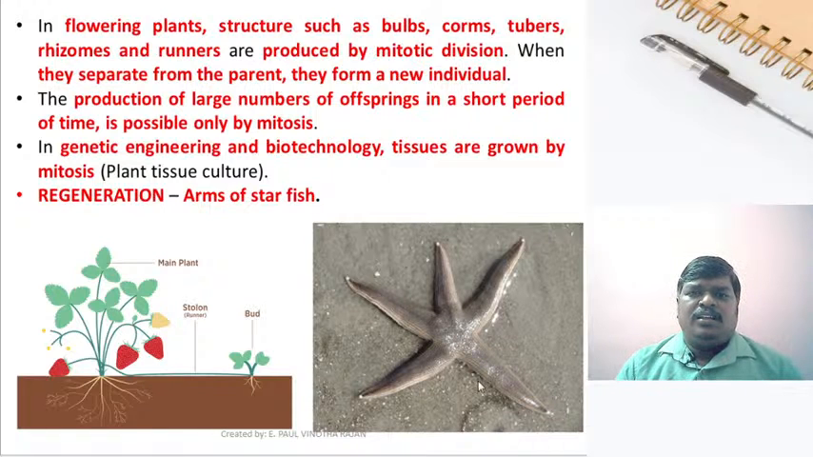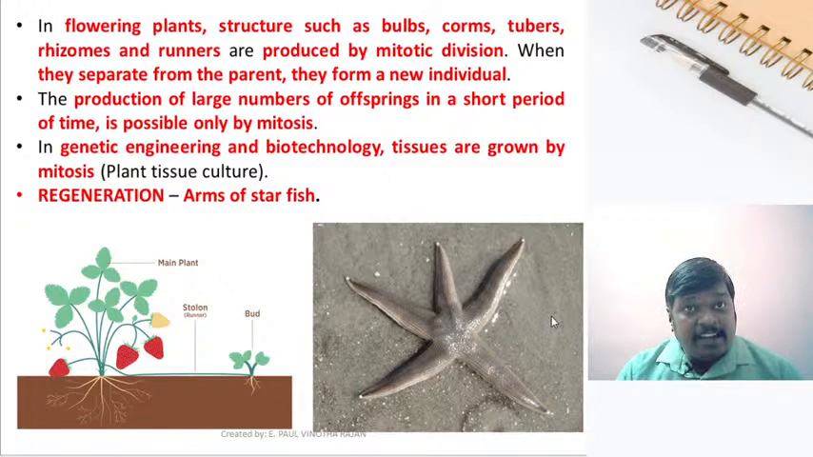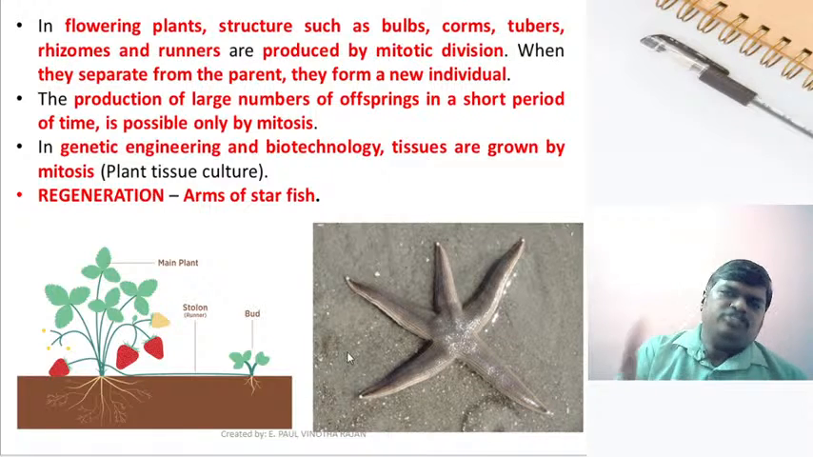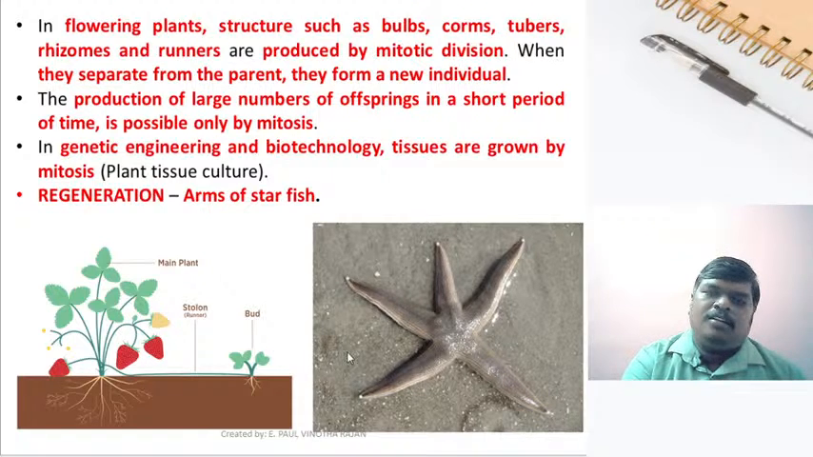Similarly, in the regeneration process, the formation of a new arm in the case of starfish is again the mitosis process. Similarly, in the case of planaria, it is again the mitosis process. And in plant tissue culture, the process used is mitosis. So through mitosis, in a very short period of time, we can produce a lot of offspring. That is the significance of mitosis.